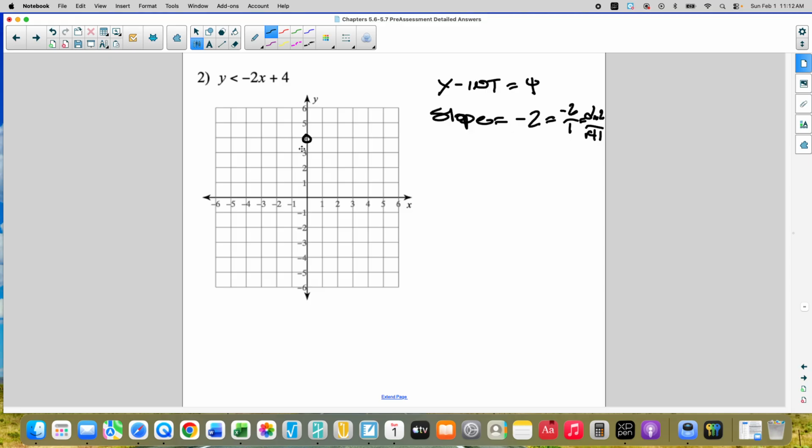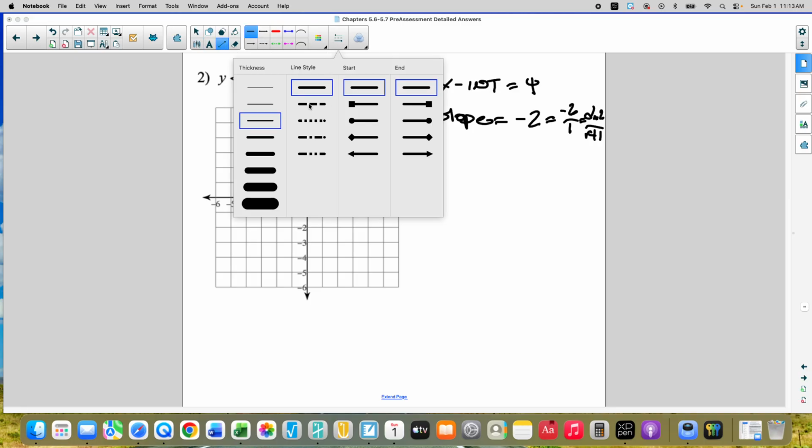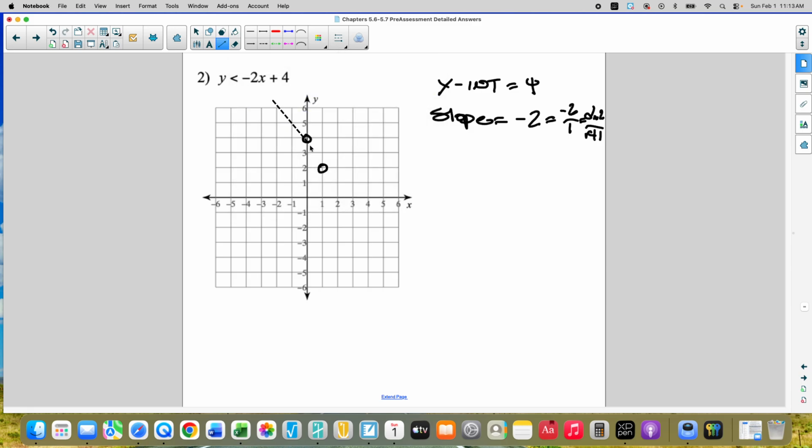So I'm going to do an open circle. Then I'm going to go down 2, right 1, and I'm going to do another open circle. And now I'm going to do a dotted line because we do not want to include the boundary. The boundary are not solutions.